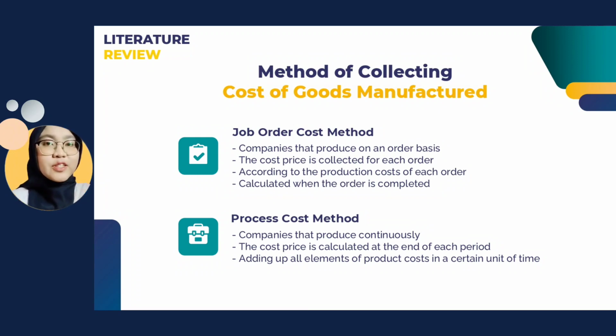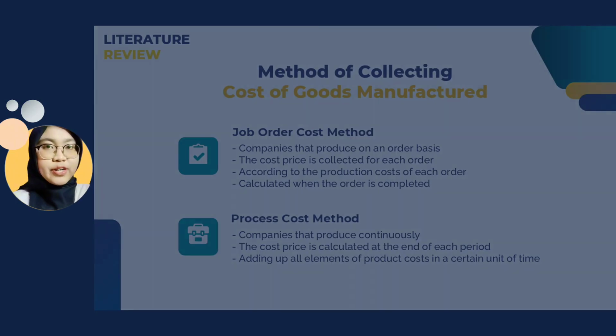Meanwhile, the process cost method is a method where costs are collected for each specific unit of time, for example, month, quarter, semester, or year. This method is usually used for companies whose production processes are continuous and whose products are homogeneous. The aim of production is to fill inventory, which will then be sold to customers. At the cost of goods manufactured, the total cost is calculated at the end of each period by adding up all product cost elements in the unit of time concerned.